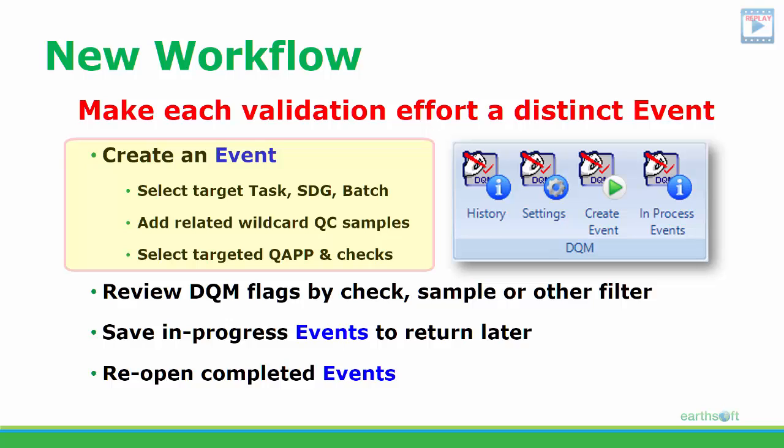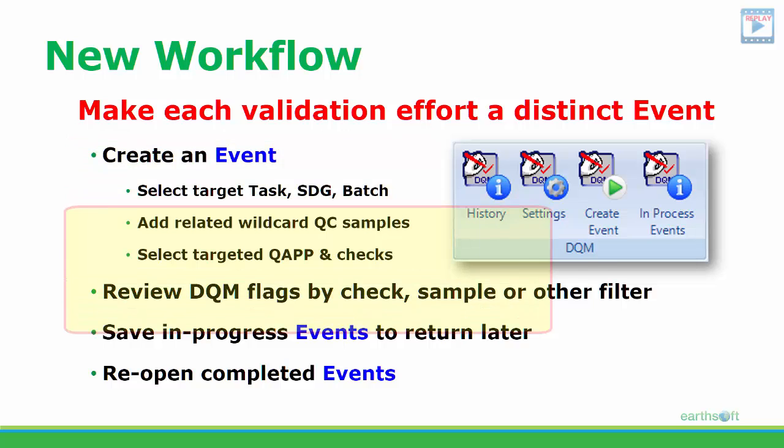Then you can select your wildcard QC samples, and that's my term, the wildcard QC, meaning you might have maybe an equipment blank that exists for an entire sampling effort for a quarter or something like that, that might not be in the target task. You can certainly cherry pick that particular QC sample so that any sort of flagging criteria that might be applied because of that can be applied to your related samples. Okay, and then you select your targeted QAP and checks.